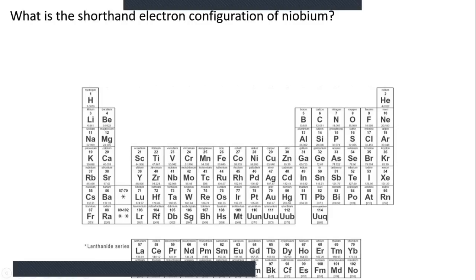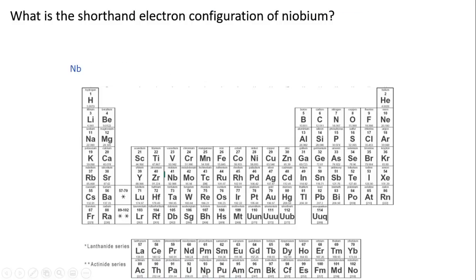So now we want to write the shorthand electron configuration of niobium. So niobium is, of course, the element Nb. So we want to write the electron configuration of Nb. So Nb is right here. So the preceding noble gas to Nb is krypton.